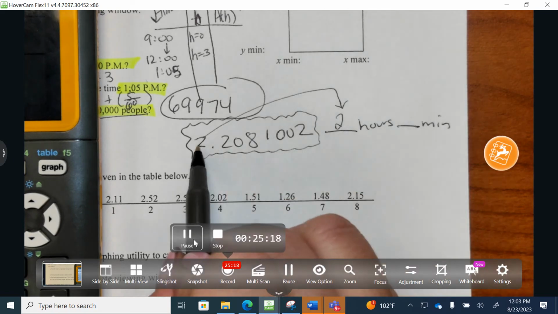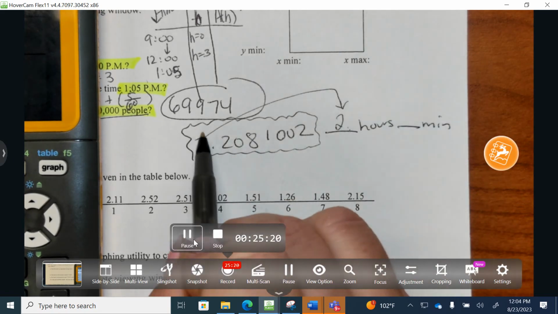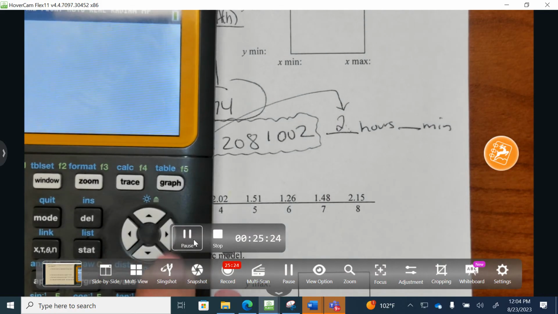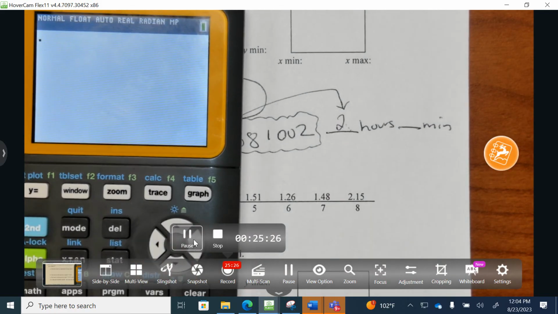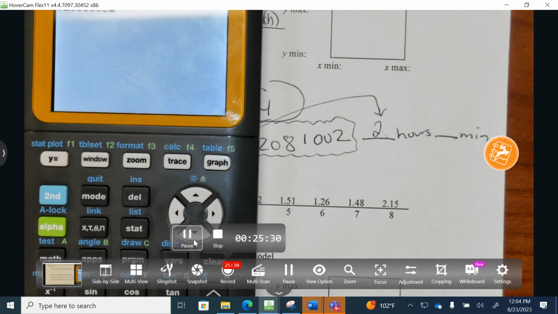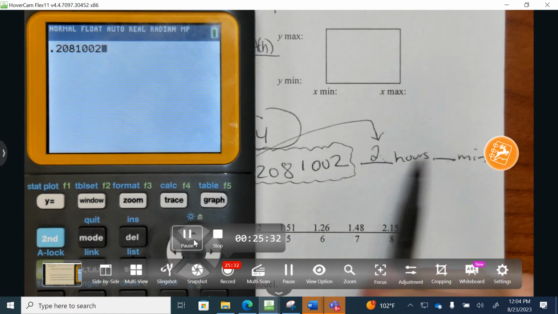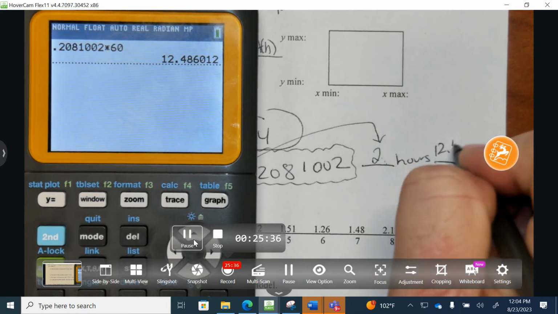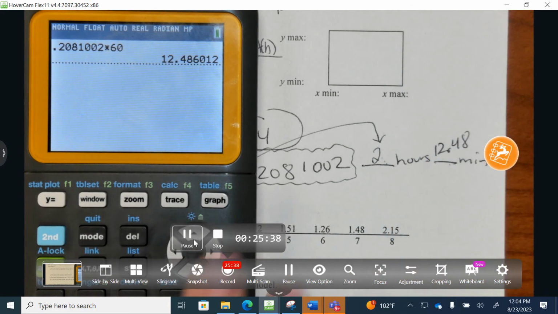How do I convert this? This represents time in hours. So there's 2 full hours. Then I take that decimal amount, and I'm going to type it in, it was 2081002. And I ask myself, how many minutes are there in an hour? There's 60. And I'm going to write this down, 12.48.